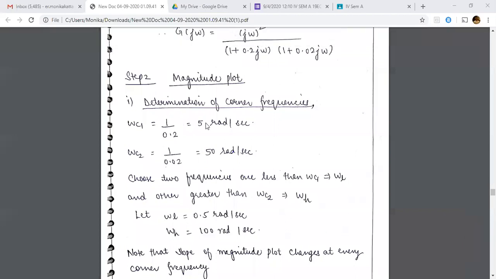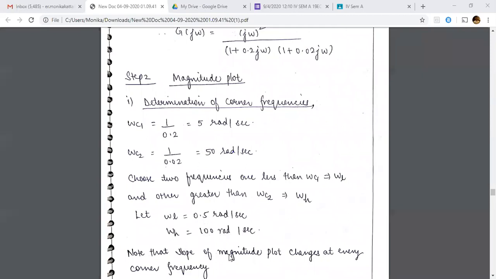So I have chosen the frequency 0.5, and for the higher one, again, you can choose 500 also, but you have to make sure that the frequency range can be plotted in your graph. So I have chosen 100 radians per second here. Any frequency greater than 50 can be chosen here, and any frequency less than 5 can be chosen here. So here I have chosen 0.5 and I have chosen 100.